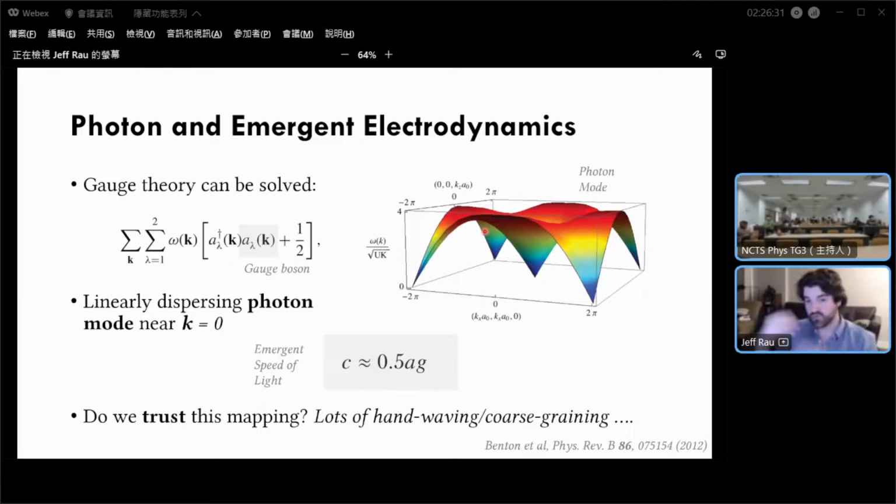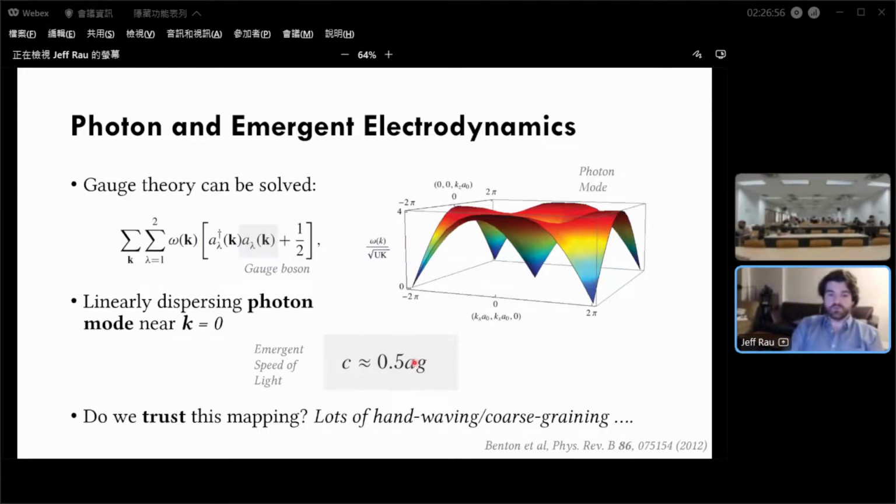Okay, so through this series of mappings, we've mapped it to a gauge theory. This gauge theory, like electromagnetism, has its own emergent version of light. Okay, and if one does this coarse graining carefully, you can actually extract what that speed of light is in terms of the underlying parameters, and it turns out to be about half of this coupling G that appears in this six spin flip Hamiltonian.